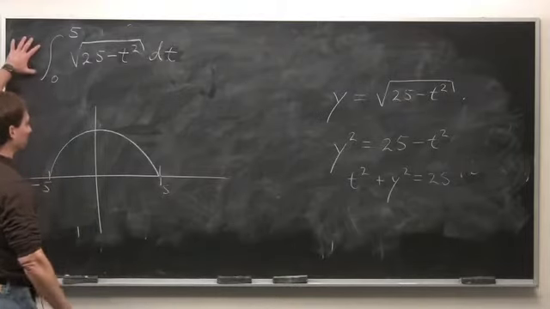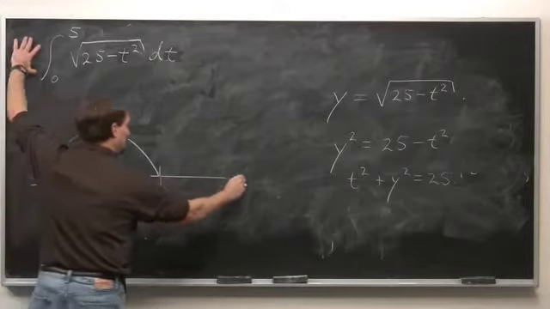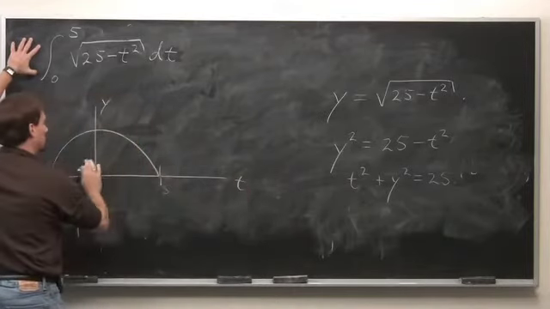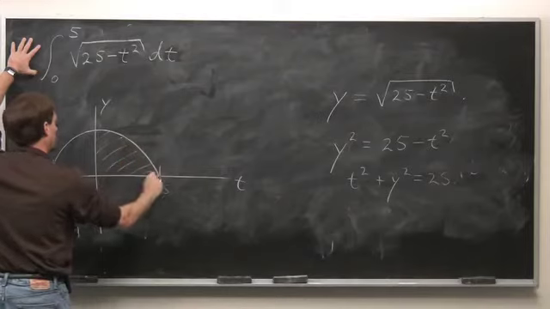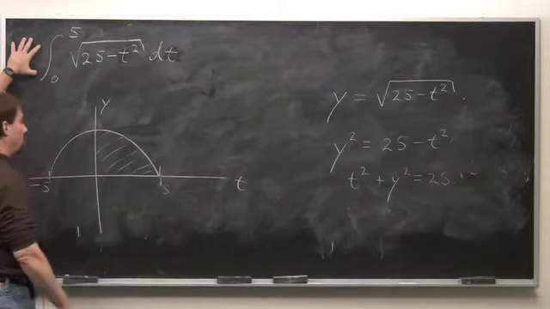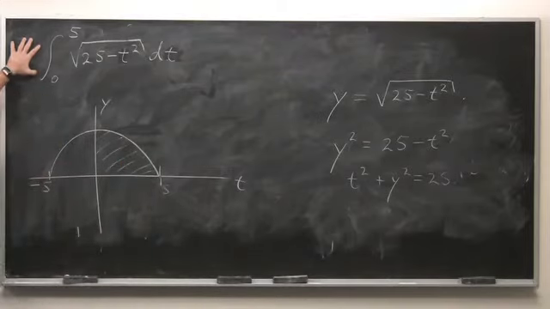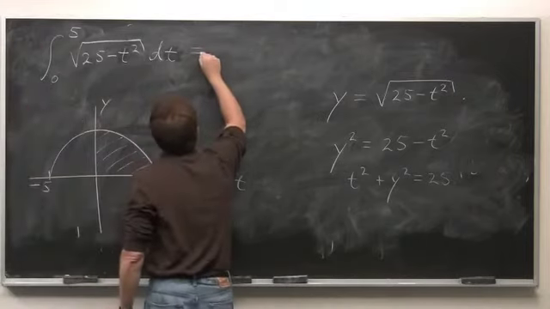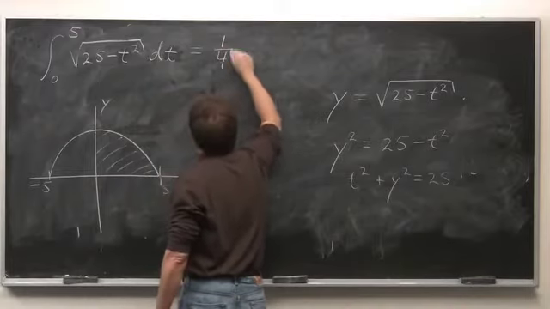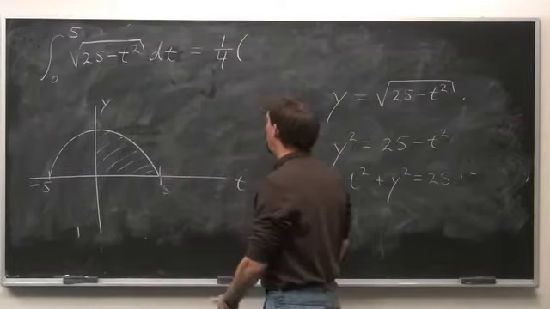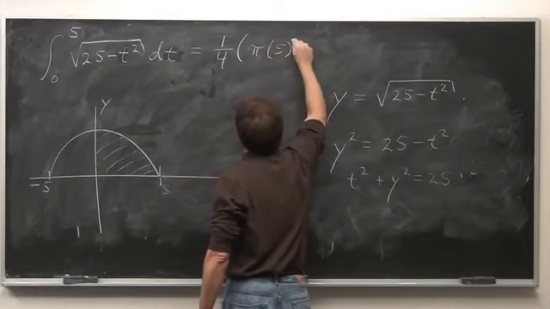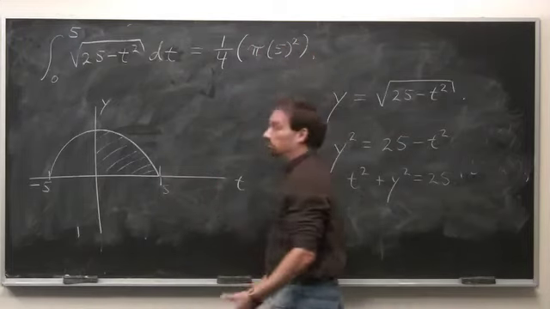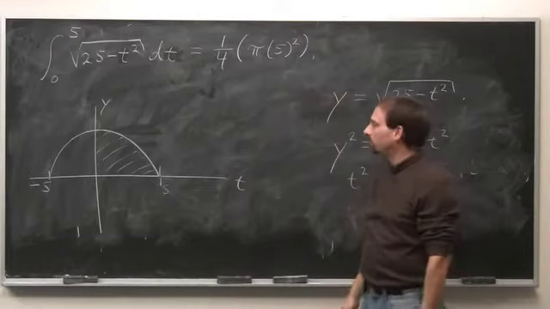But the integral is only looking at t values between 0 and 5. So we're looking at this area right here. Oh, well, that's a quarter of the area of a circle of radius 5. But you know the area of a circle. So we've got 1/4 of the area of a circle, pi times the radius squared, so pi times 5 squared. So that's what you get.